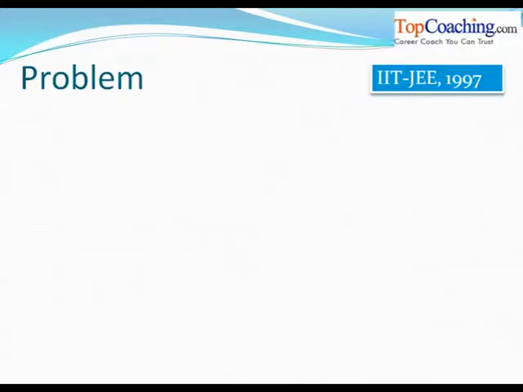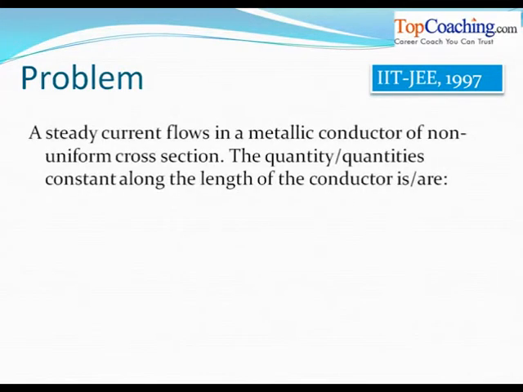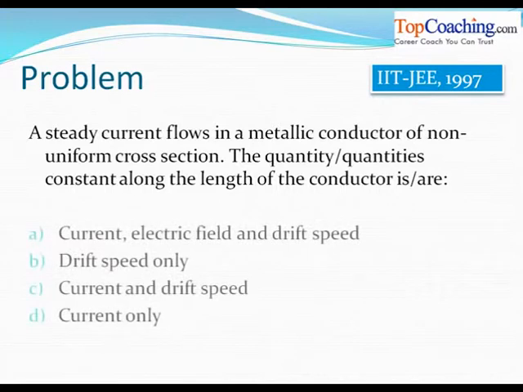Here we go. This problem was asked in IIT JEE 1997. A steady current flows in a metallic conductor of non-uniform cross-section. The quantity or quantities constant along the length of the conductor is or are: current, electric field and drift speed only; current and drift speed; current only.